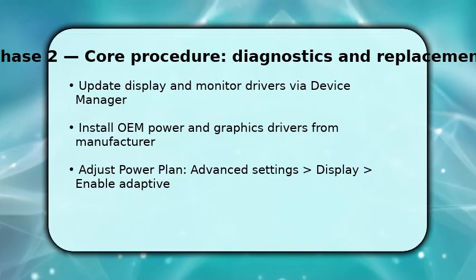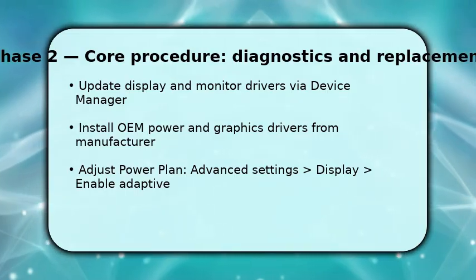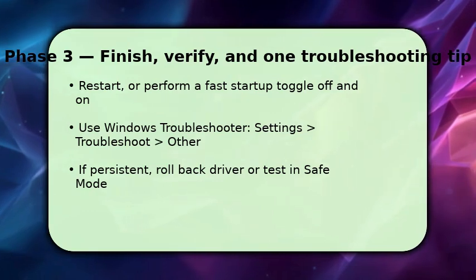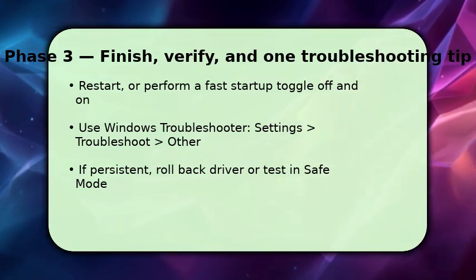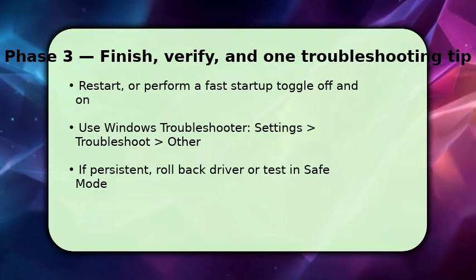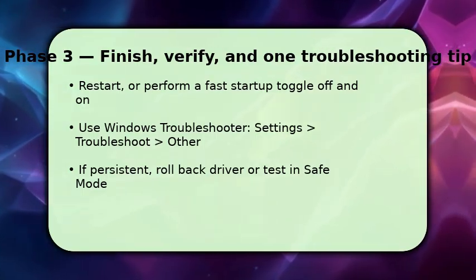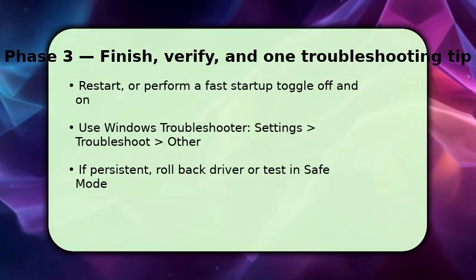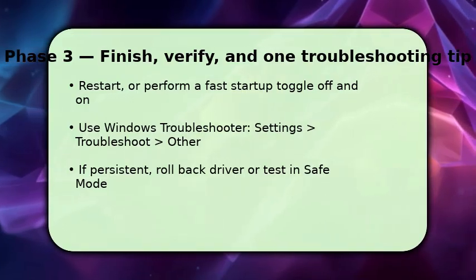Finish by restarting and resetting fast startup. You turn it off and back on to clear power state quirks. Then run the Windows hardware and devices troubleshooter from settings to detect conflicts. If brightness still fails, roll back the display driver to a prior version or boot into safe mode to see if a third-party app blocks control.